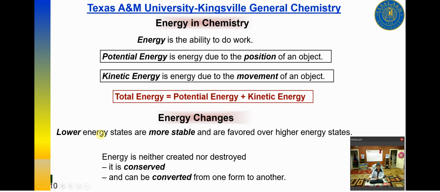Usually, the energy with the lower condition is the most stable state. Lower energy states are more stable and more favorable compared with your high energy states. Energy cannot be created. Energy cannot be destroyed. Energy of your universe is a constant value, it is conserved. Energy, we know, can be converted, transferred from one form to another.